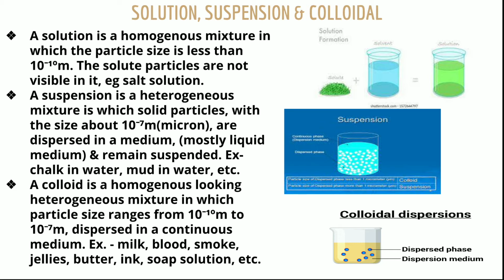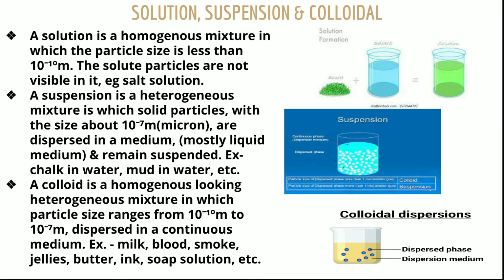Now we come to colloid. A colloid is a homogeneous mixture which looks like a heterogeneous mixture, in which the particle size ranges from 10 to the power minus 10 micron to 10 to the power minus 7 micron. So it's between a suspension and a solution. The particles are dispersed in a continuous medium. For example, milk, blood, smoke, jellies, butter, ink, soap solution, etc.